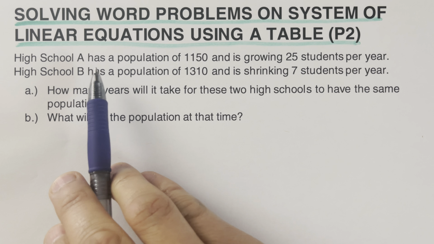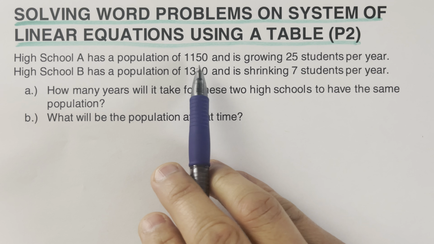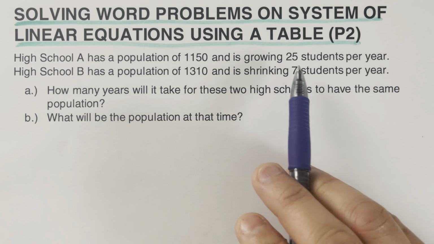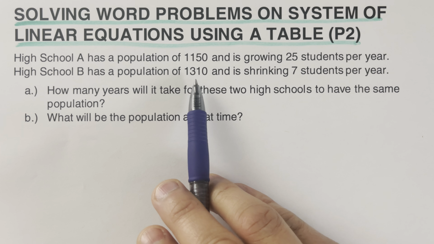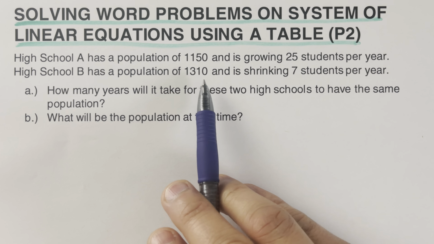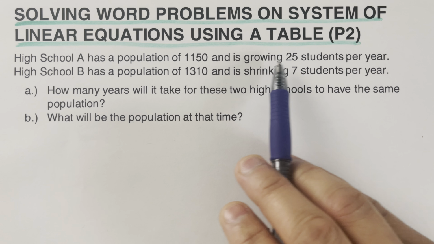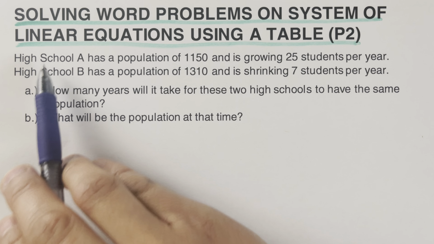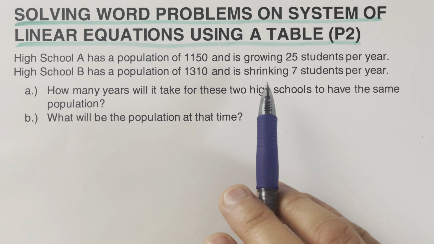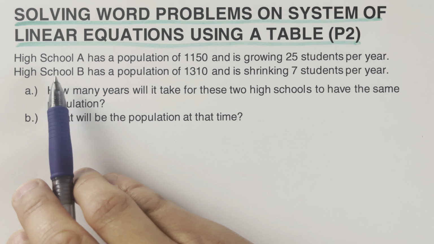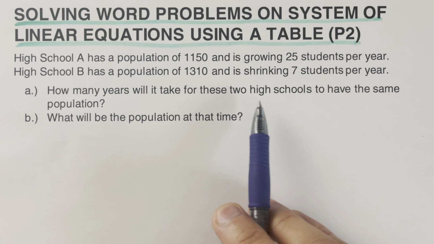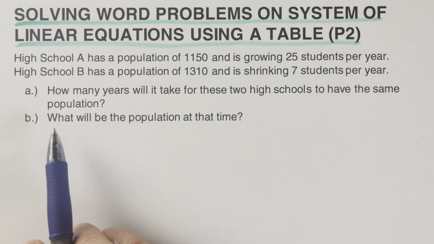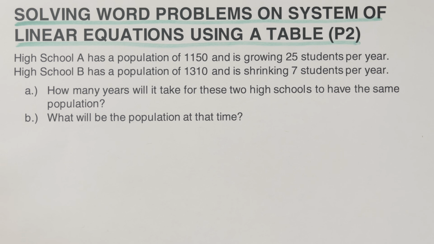High school A has a population of 1,150 and is growing 25 students per year, while high school B has a population of 1,310 and is shrinking 7 students per year. Provided that this growth of population of high school A and the shrinking of the population of high school B is constant every year, how many years will it take for these two high schools to have the same population? And B, what will be the population at that time?